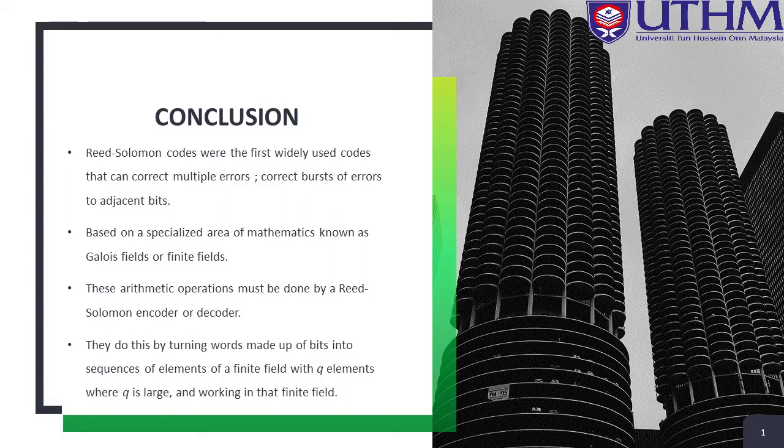The RS codes are based on a specialized area of mathematics known as Galois fields or finite fields. This arithmetic operation must be done by a Reed-Solomon encoder or decoder. They do this by turning words made up of bits into sequences of elements of a finite field with Q elements, where Q is large, and working in that finite field.